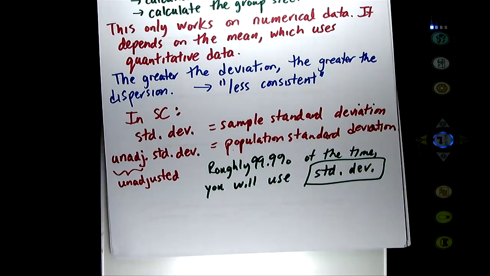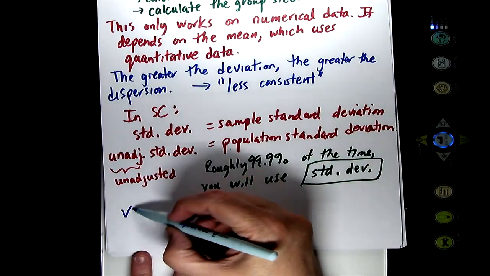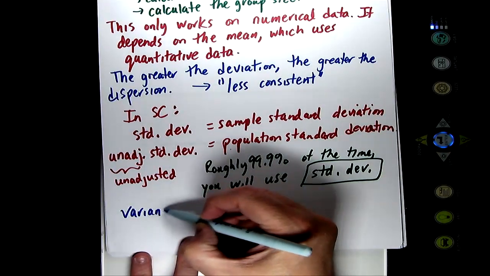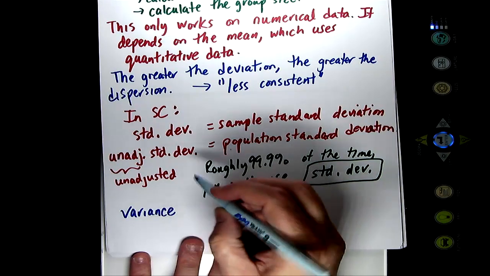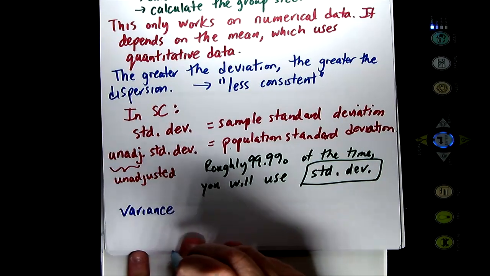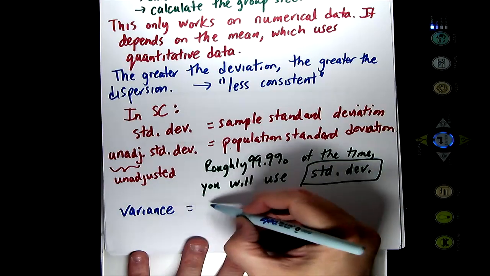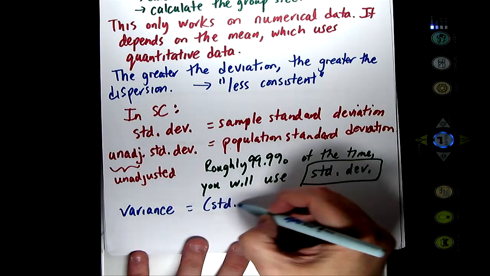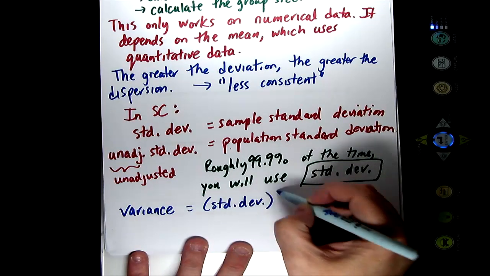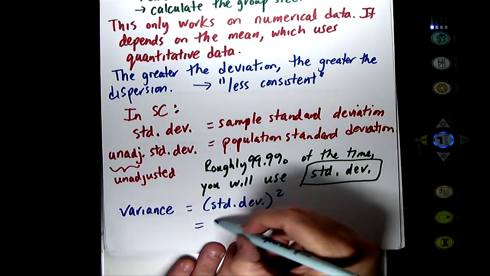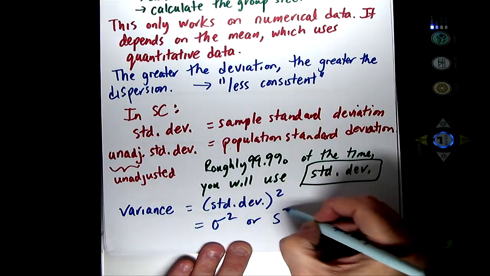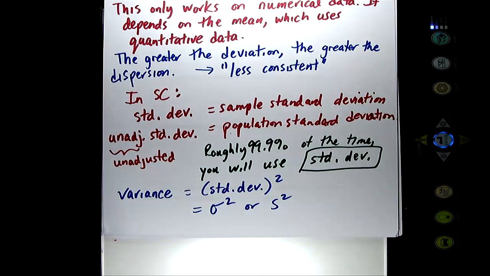The reason why I remembered to bring that up is because there's something highly related to standard deviation called the variance. But the variance is just the standard deviation squared. So sigma squared or S squared, depending on if you're talking about population or sample.